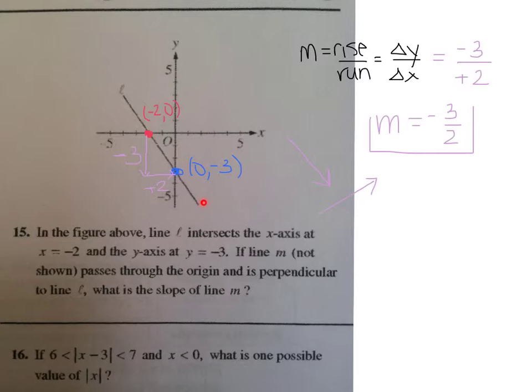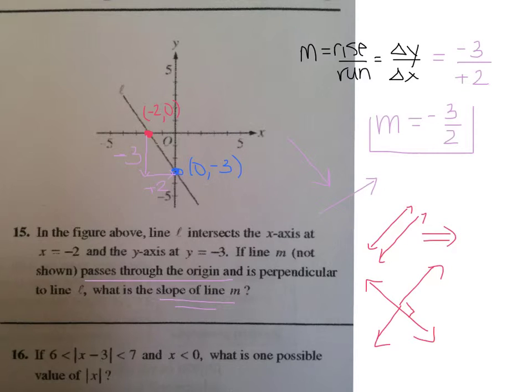All right, now to the other part of this question. We're trying to find, if line M, not shown, passes through the origin and is perpendicular to line L, what is the slope of line M? There are two types of really cool lines. One of them is parallel, and one of them is perpendicular. If you remember from geometry, perpendicular means the two lines cross at a 90-degree angle, and parallel means they're going to run right next to each other and never intersect at all.